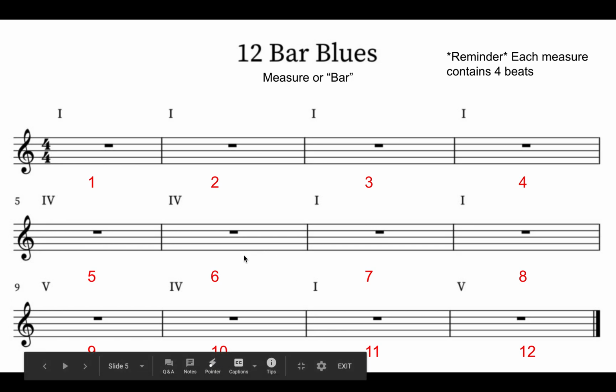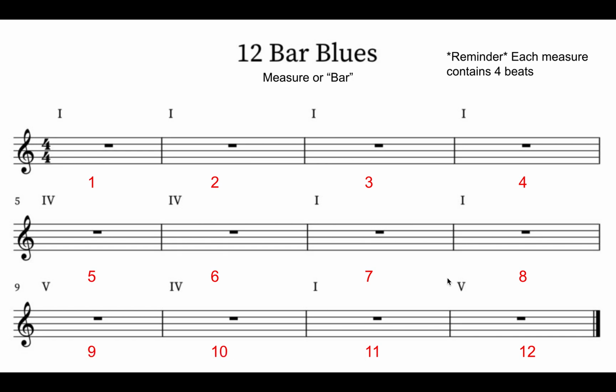And what happens is that pattern just repeats itself over and over again. Right? So once we reach our 12th measure, it repeats itself and we go back to the top. And that's pretty much it.